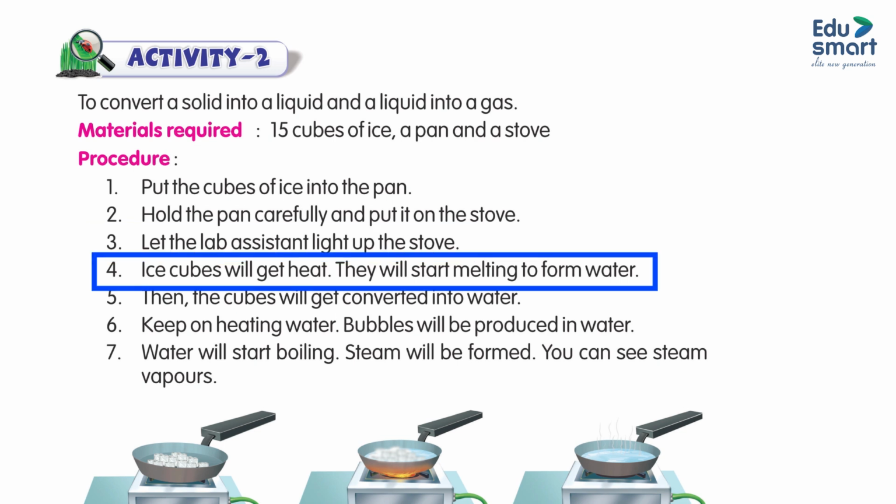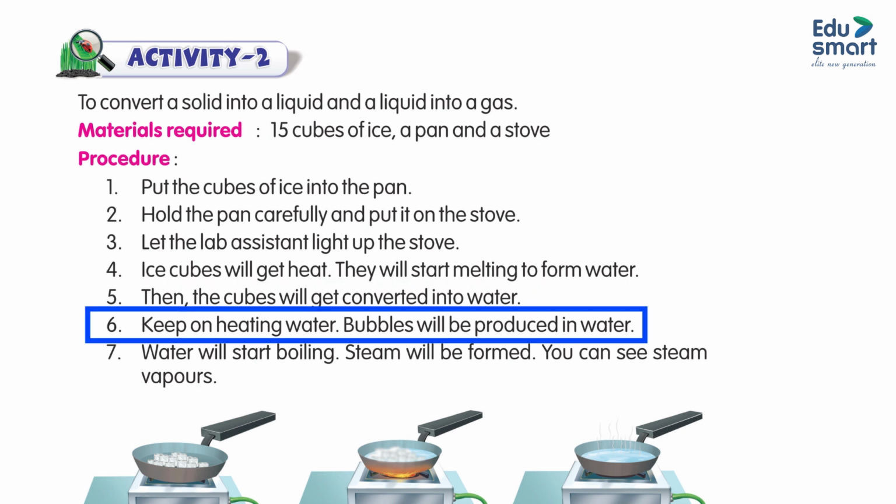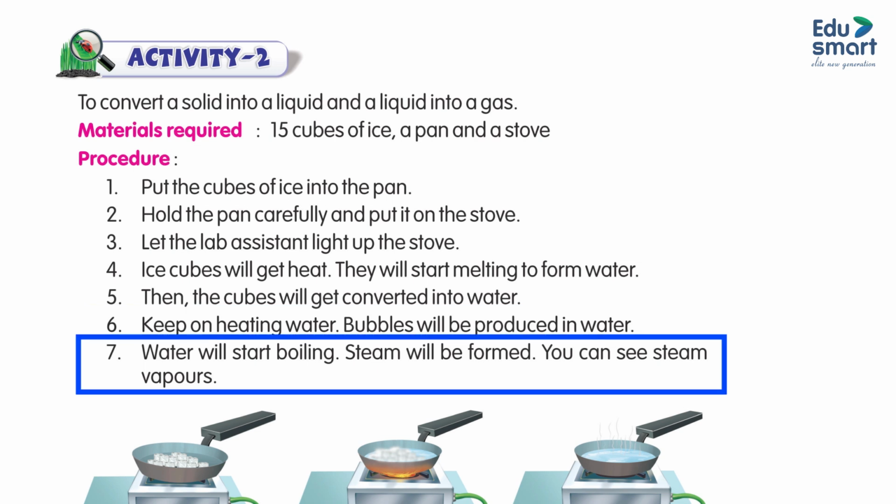3. Let the lab assistant light up the stove. 4. Ice cubes will get heat. They will start melting to form water. 5. Then the ice cubes will get converted into water. 6. Keep on heating water. Bubbles will be produced in water. 7. Water will start boiling. Steam will be formed. You can see steam vapors.